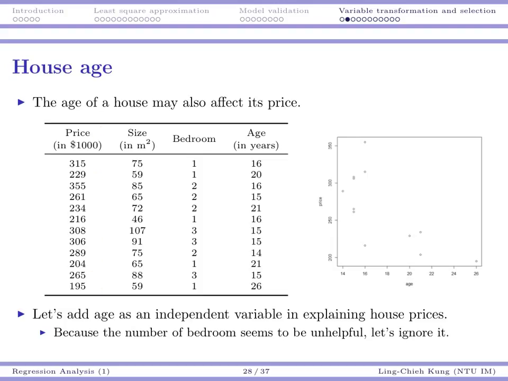We have one column, house size, the other column for house bedrooms. We probably also include the house ages, which is measured in years, as another column or another independent variable, because indeed, the age of a house may also affect its price.